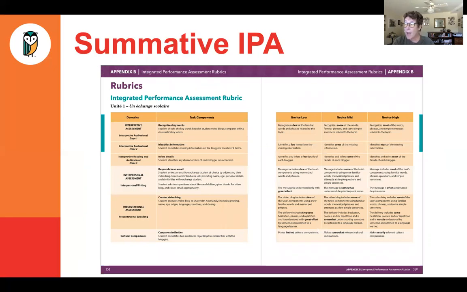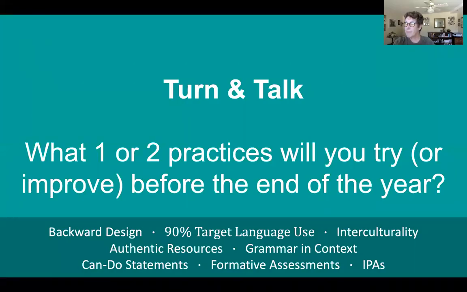Each IPA we have for each unit comes with a specific analytic rubric that aligns with the tasks in the assessment. Our rubrics are based off the ACTFL proficiency guidelines and performance descriptors. Okay, that has been 8 high leverage practices. Backward design, 90% or more target language use, interculturality, authentic resources, grammar and context, can-do statements, formative assessments, and IPAs.